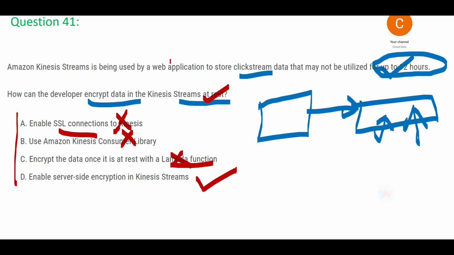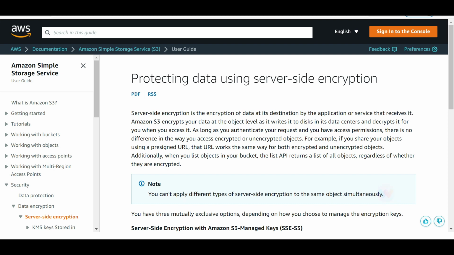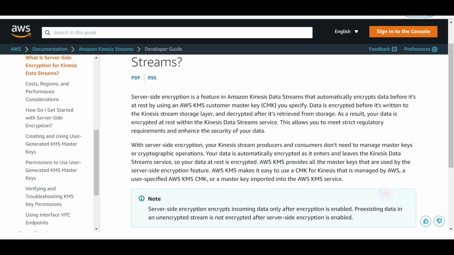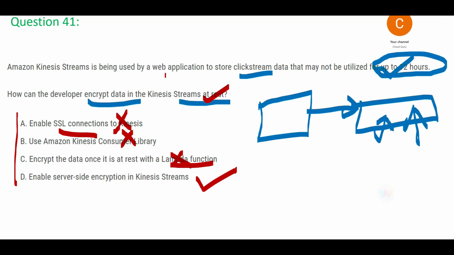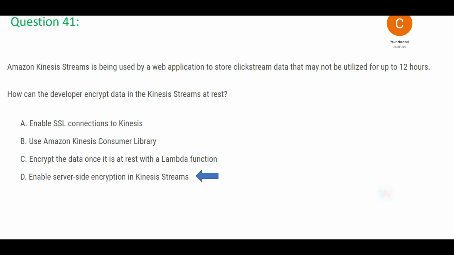We are left with only one option, which is this. Server-side encryption is a way to encrypt your data. You encrypt the data at the object level. So it encrypts the data before it is at rest using customer CMK. Data is encrypted before it is written to the stream storage layer and decrypted after it's retrieved from the storage. But overall, your data is automatically encrypted, and so this is the way you achieve data at rest encryption. You see this, data at rest encryption. This is exactly what we need here. Encrypt data at rest. So we would lock this answer. This is our final answer.